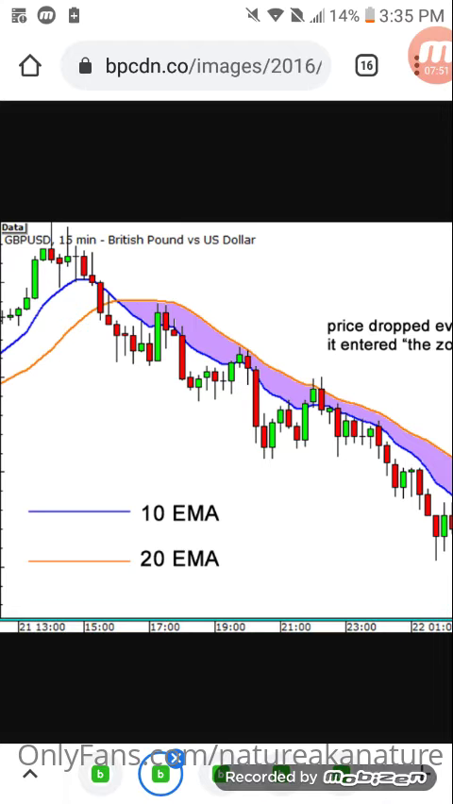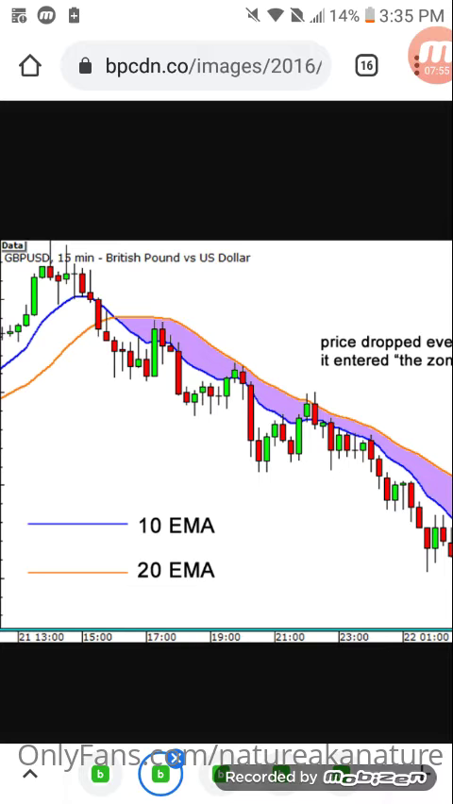So this is GBPUSD on a 15-minute chart for British pound versus US dollar. Price is dropping. We have the moving average crossover that lets you know that price wants to change direction. Because when you see a moving average crossover at the top of an uptrend, it lets you know that price wants to change direction and go into a downtrend, no longer an uptrend.